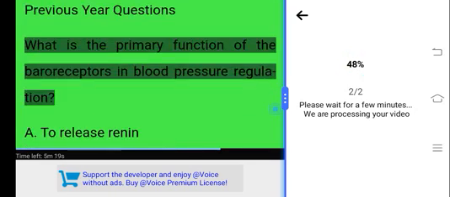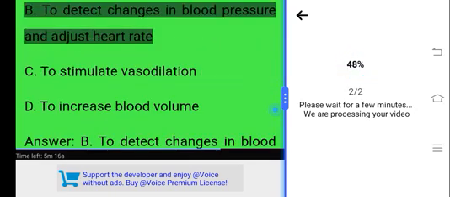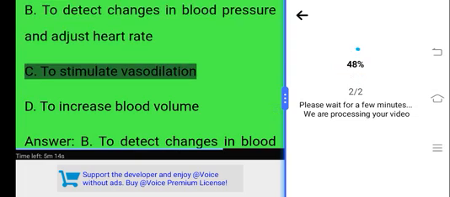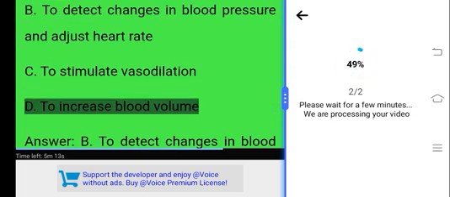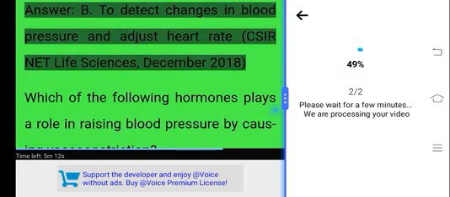Previous year questions. What is the primary function of the baroreceptors in blood pressure regulation? A. To release renin. B. To detect changes in blood pressure and adjust heart rate. C. To stimulate vasodilation. D. To increase blood volume. Answer. B. To detect changes in blood pressure and adjust heart rate. CSIR NET Life Sciences, December 2018.